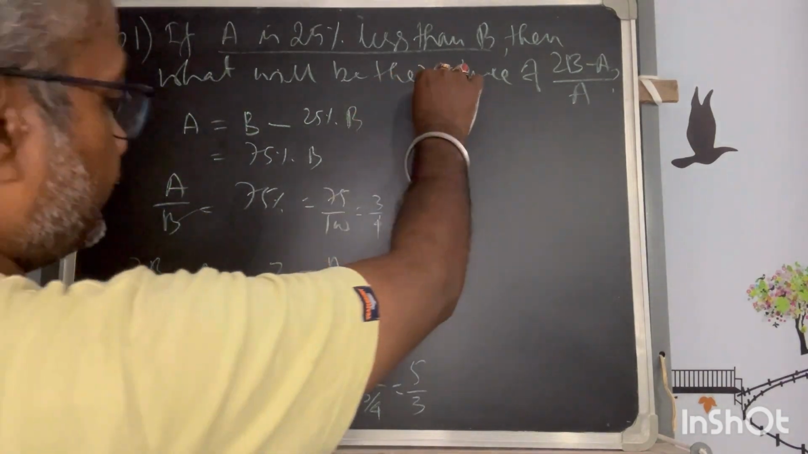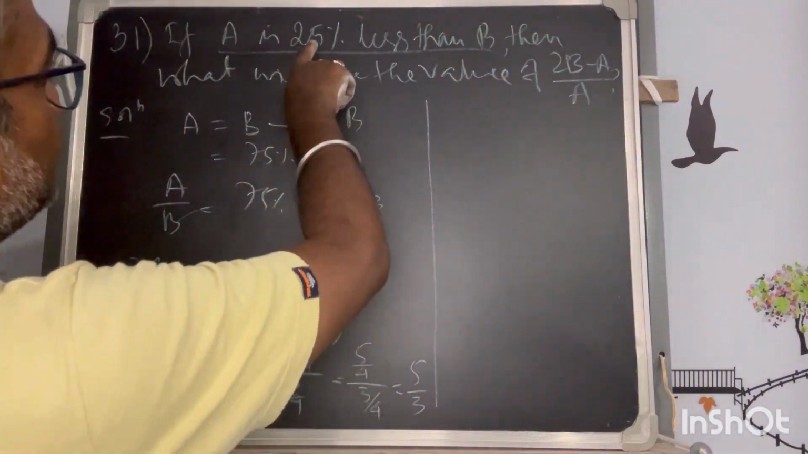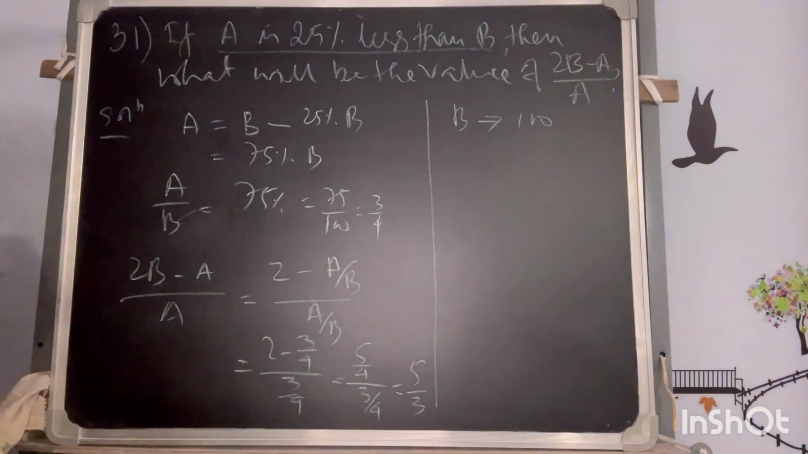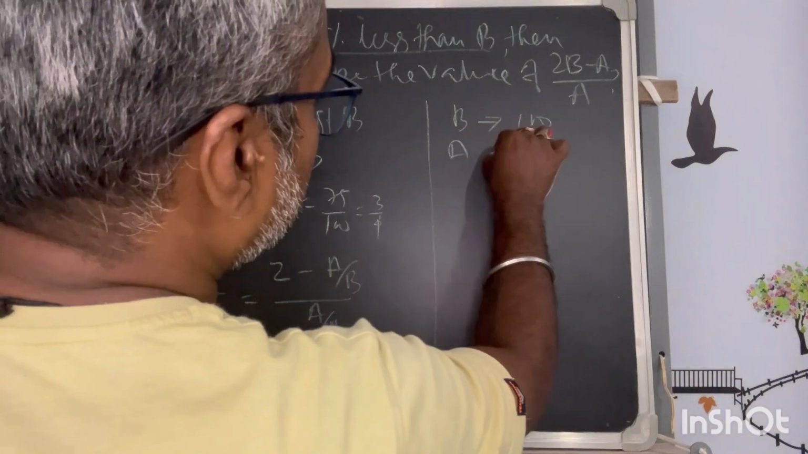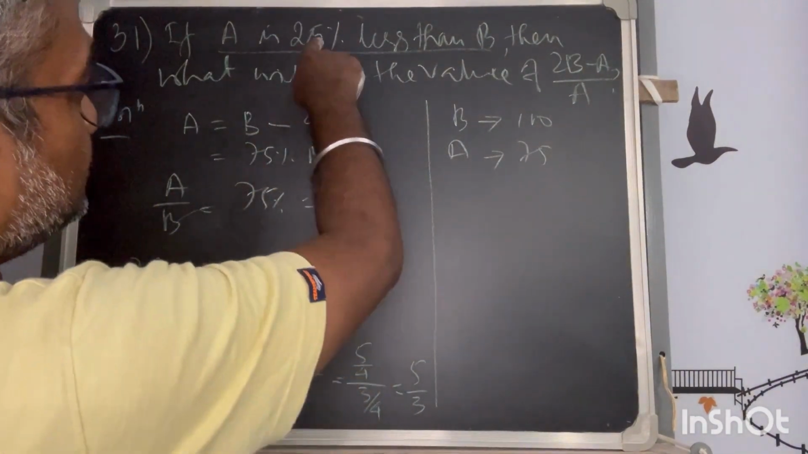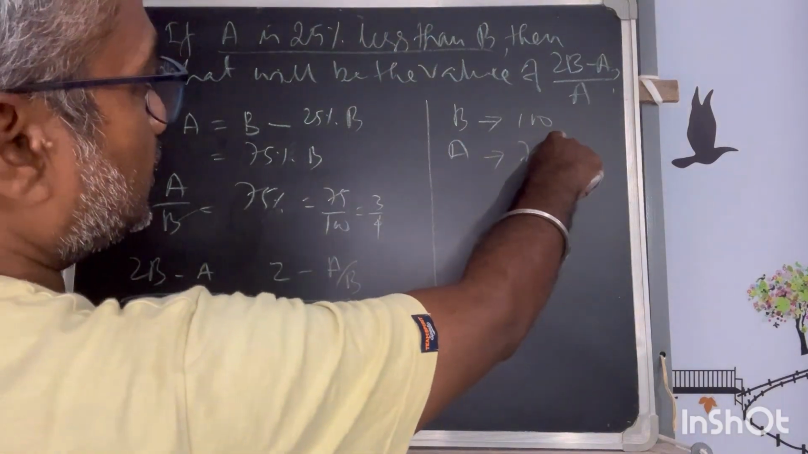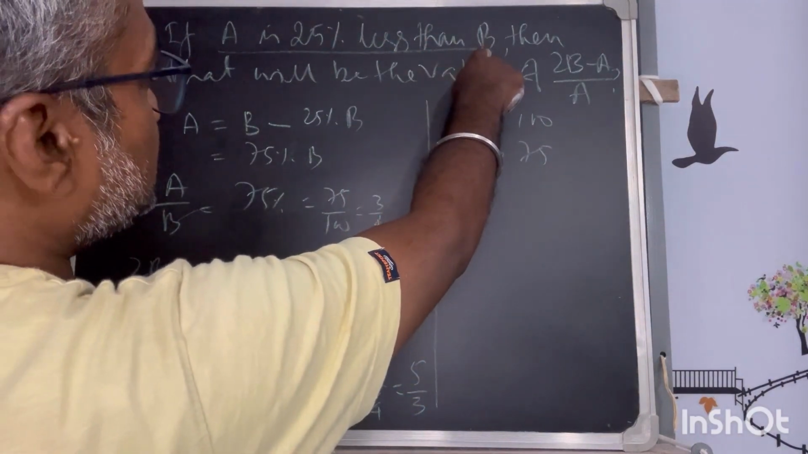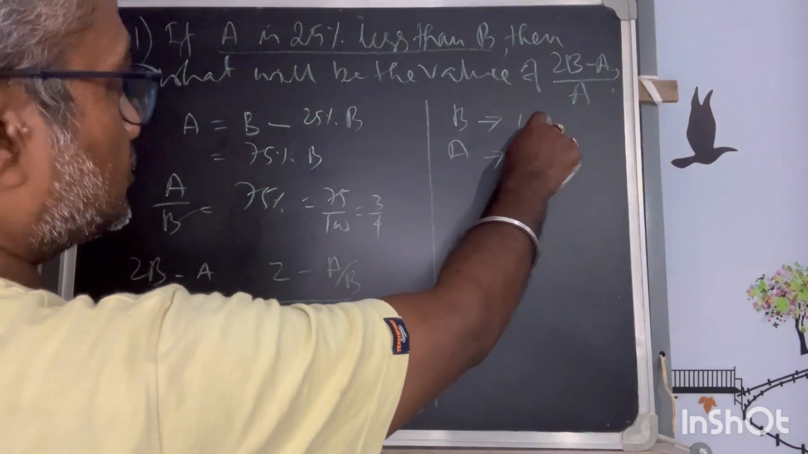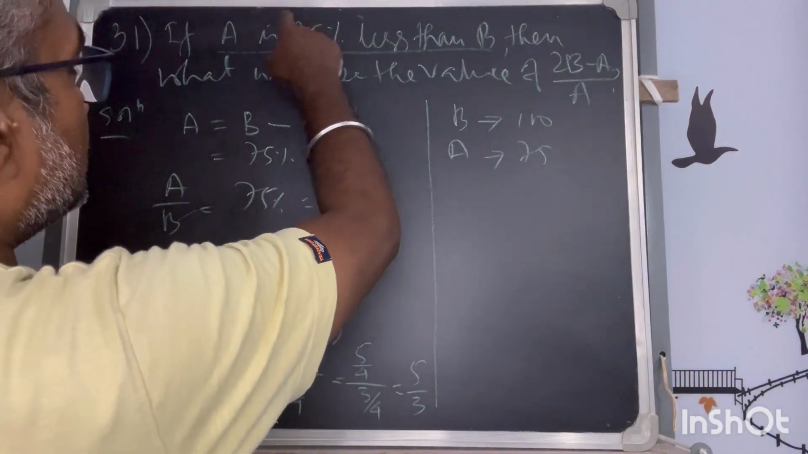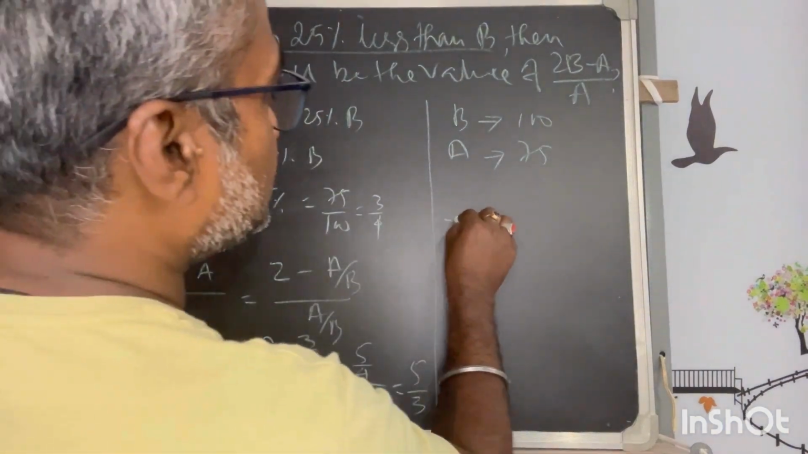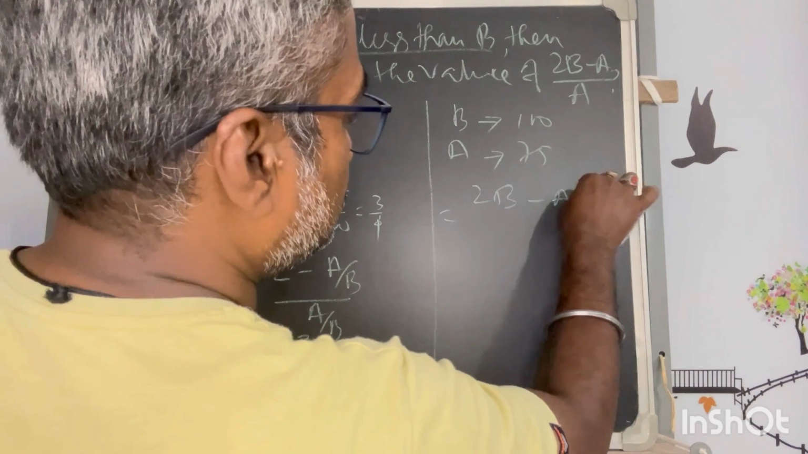Another way of doing this: if it is 25% less, you can straight away take B as 100. 25% less means A will be 75. If this percentage is converted into numericals, it comes in comparison with 100. So 100 is taken as B, and A is being compared as 25% less. So A will definitely be 75. Now put this value directly in the equation. You need not do anything else.